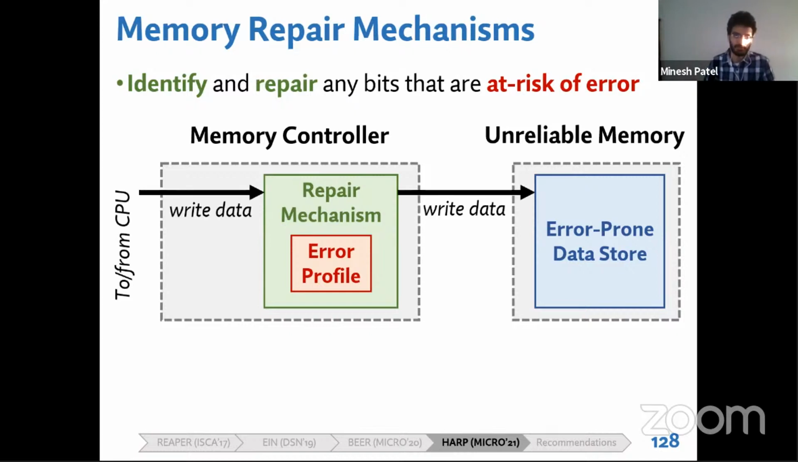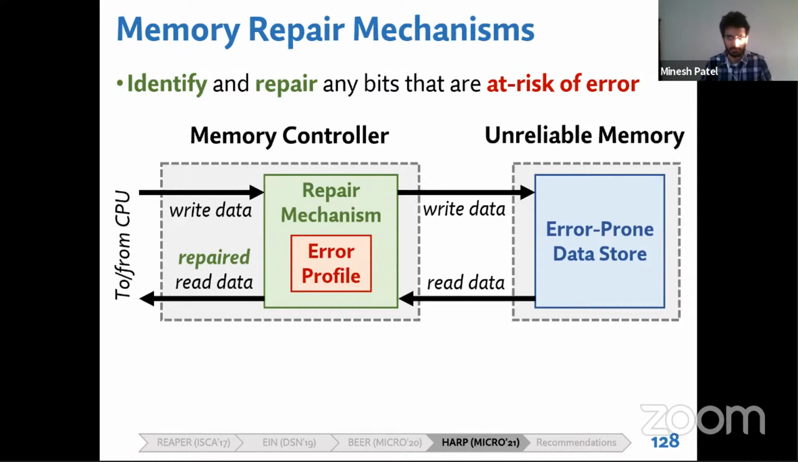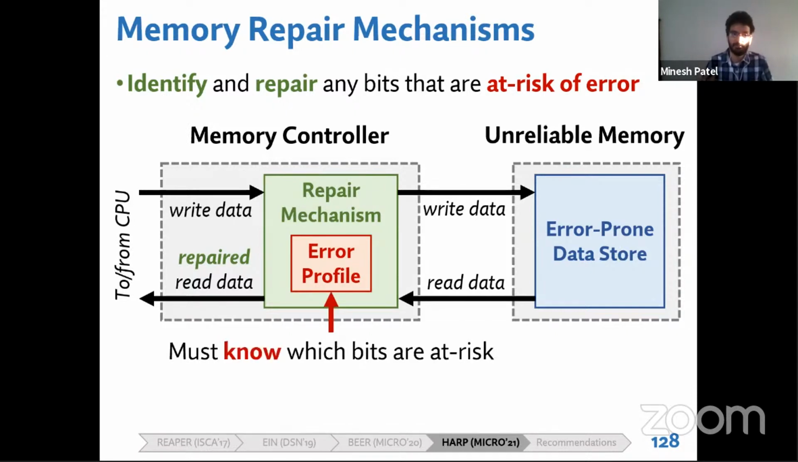Now, when the CPU performs a write operation, the data is written through the repair mechanism into the unreliable memory. When the CPU performs a read operation, the data is first repaired before being returned. And the repair mechanism can only repair bits that are known to be at risk, which are contained within the error profile. And so as a consequence, the repair mechanism is dependent on identifying at-risk bits. And we refer to this process as error profiling.